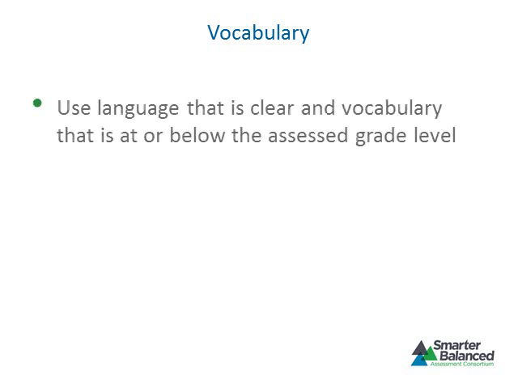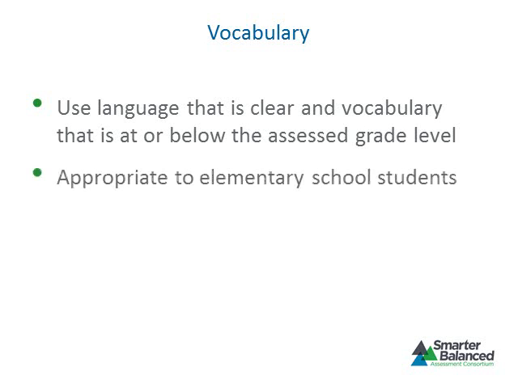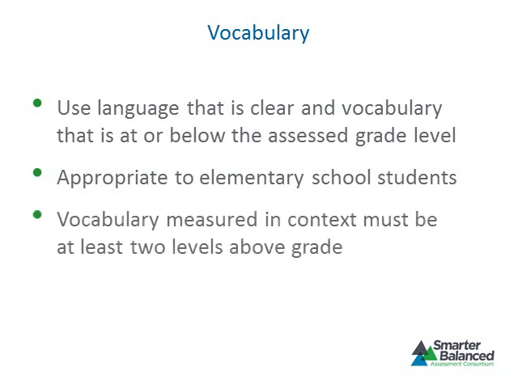First, item stems must be written in clear language and use vocabulary that is at or below the assessed grade level. Second, domain-specific vocabulary must be appropriate to the grade level as defined in the Common Core State Standards. Third, when measuring ability to derive meaning based on the context in which a word or phrase is used, vocabulary must be at least 2 grade levels above the assessed grade level.